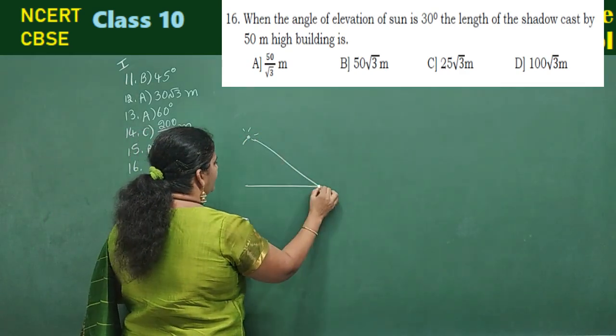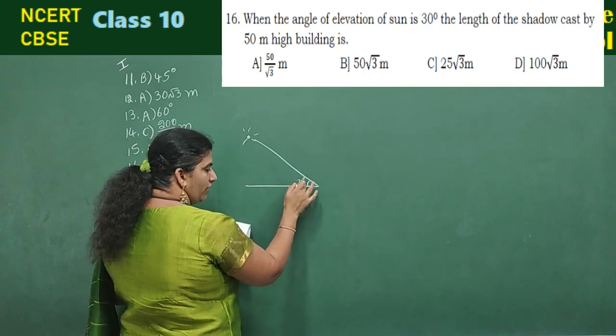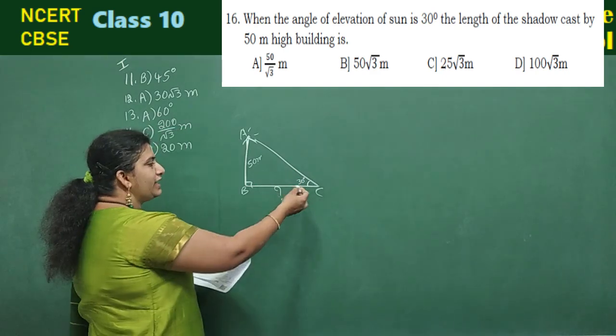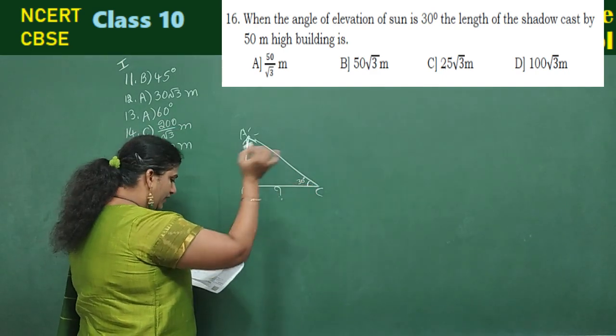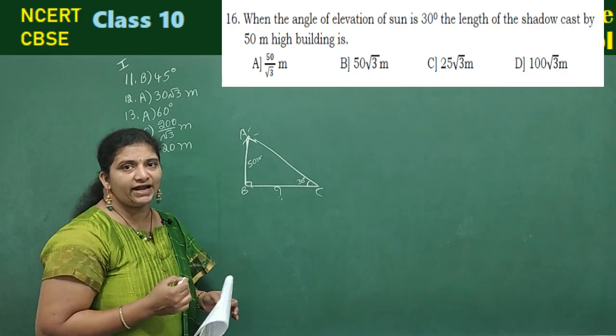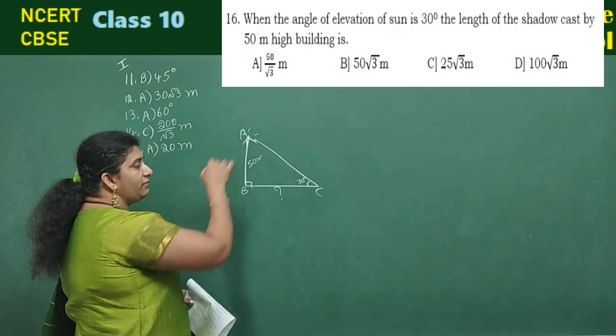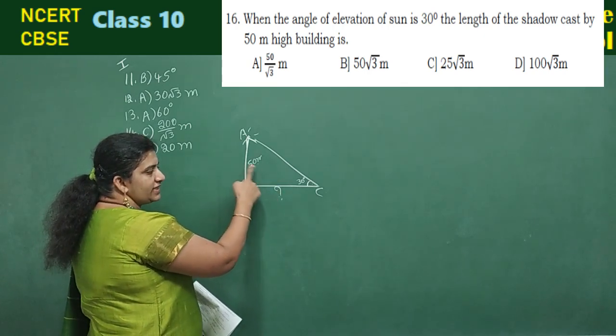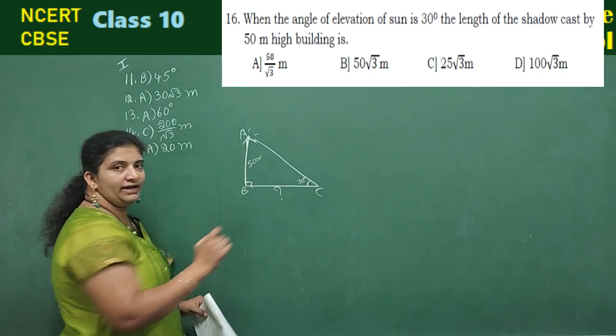Angle of elevation. When we talk about elevation, we need the line of sight and the horizontal line. The angle of the sun's elevation is given as 30 degrees. What is the length of the shadow cast by a 50 meter high building? AB is the building. You can see opposite and adjacent.